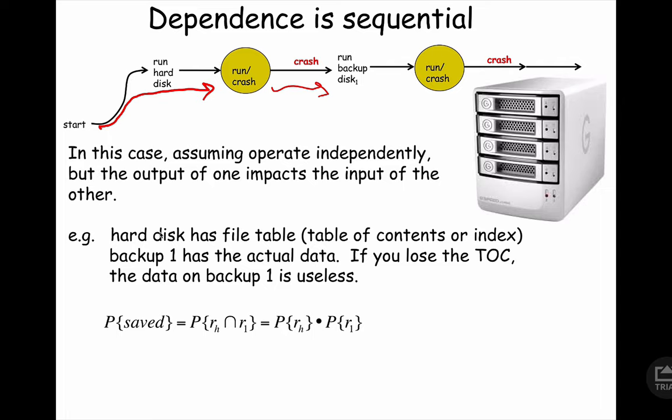And because these drives run and crash on their own, even though you have information from one that's used for another, you're going to multiply their individual probabilities. Okay, and that result is going to be your probability that information is saved. Now you notice it's different in this case from before if you did out the numbers. Okay, any questions about this? Does that make sense? All right.